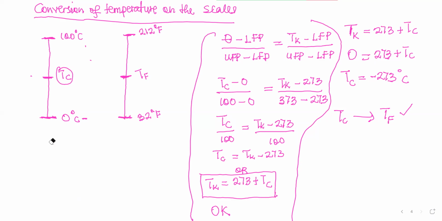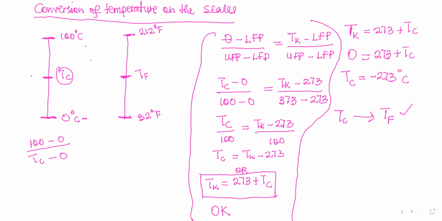This is what I'm saying. So once we have this, I can also decide to bring upper fixed point minus lower fixed point, so 100 minus 0 divided by TC minus 0. Or decide to bring the denominator as a numerator. Both ways must work. Please, are we fine?